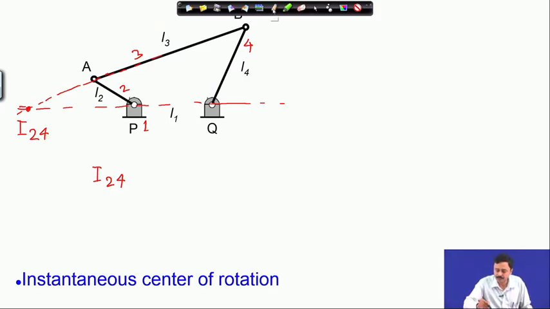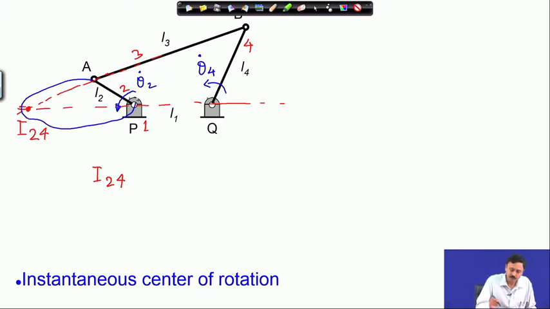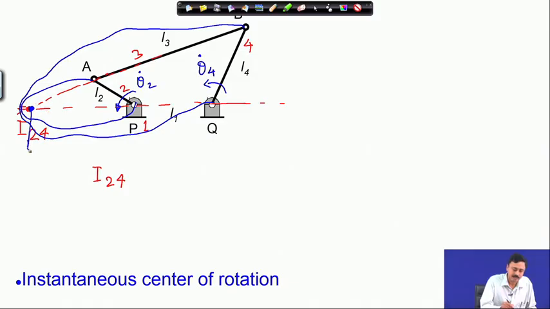Now, why do we need this? Let me just briefly explain, we have already gone through this. So, if I have an angular speed theta 2 dot for link 2 and theta 4 dot for link 4, remember that this I 2 4 is the point where the velocity of an extension of link 2 and an extension of link 4 has the same velocity.